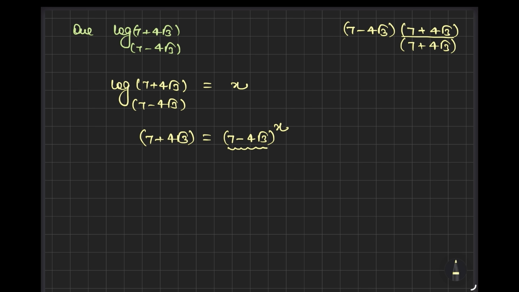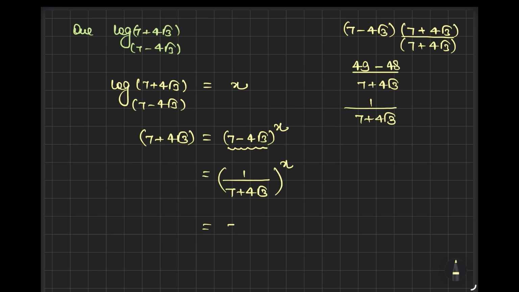Is that okay? Now, look at this. Observe the numerator. It is a plus b times a minus b, which is a square minus b square. So it is 7 square, 49, minus 48. Yes, 49 minus 48 is nothing but 1. So this is nothing but 1 by 7 plus 4 root 3. I hope till this part you are okay. It means we can write this number as 1 by 7 plus 4 root 3 whole power x.